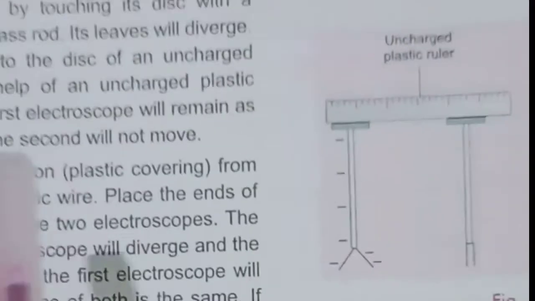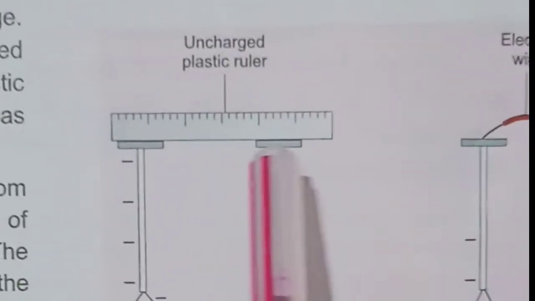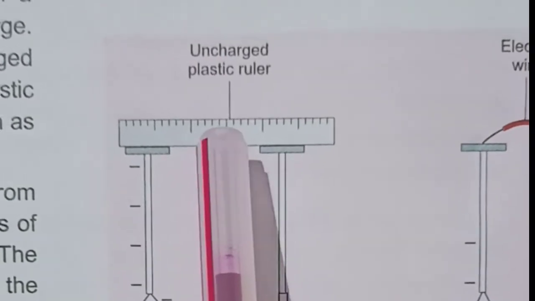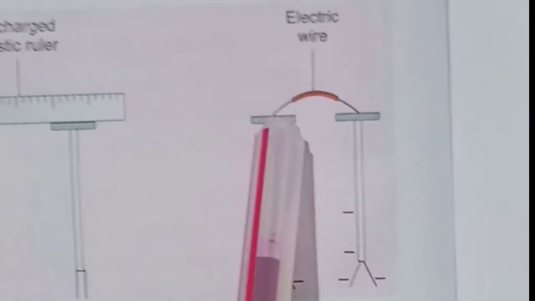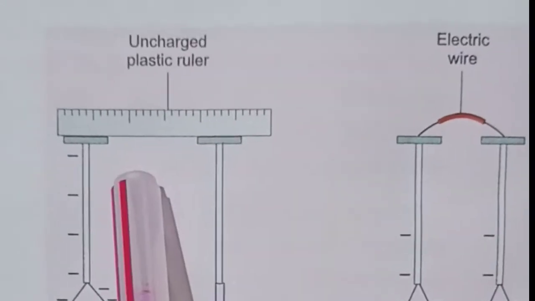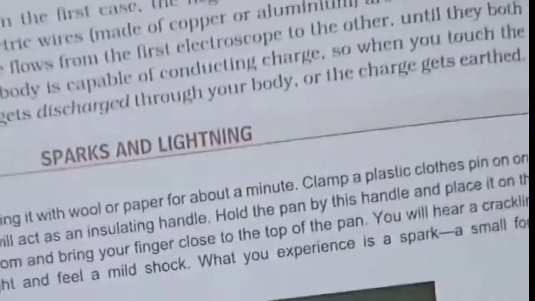So what was the aim of performing this activity? The aim is to know that non-metals do not get charged by conduction, and metals get charged by conduction. Non-metals get charged by rubbing, by friction. Now see, the explanation has been given here.